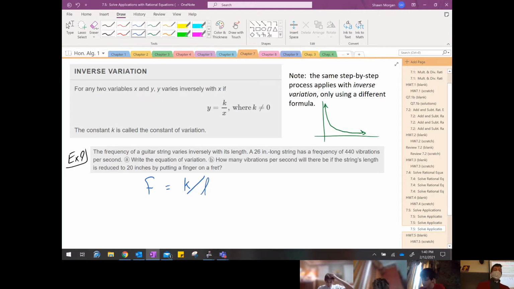And then step two, so that's step one. Step two, they're going to give me an initial condition. They're going to tell me it's got a frequency of 440 when that string is 26 inches long. So I just plug and chug. All right, Cole, what do I do to get K by itself now? Multiply both sides by 26. I want to say it's 11,440. Let me double check. Times 26, 11,440. Attaboy.